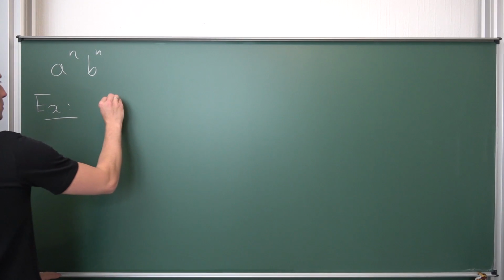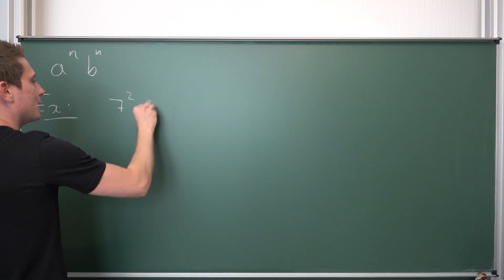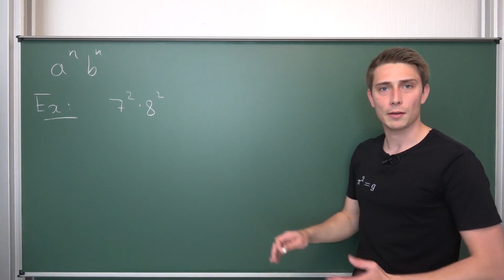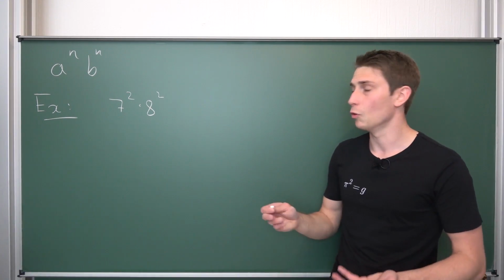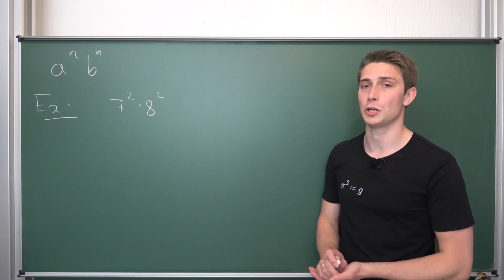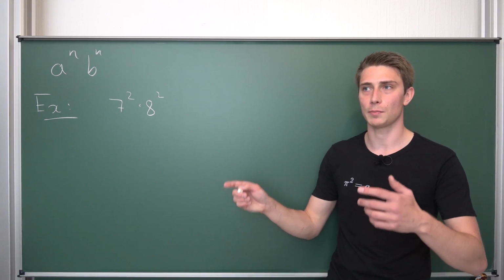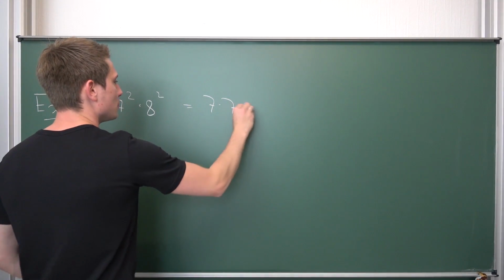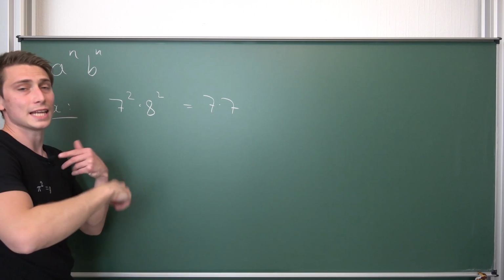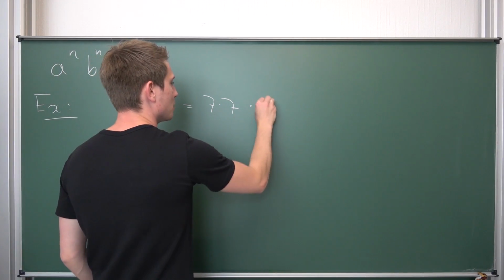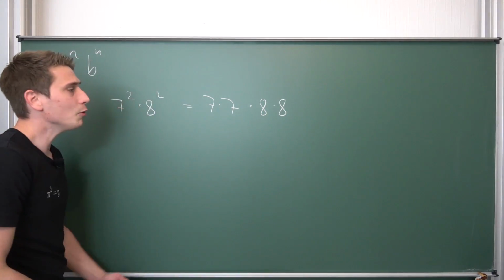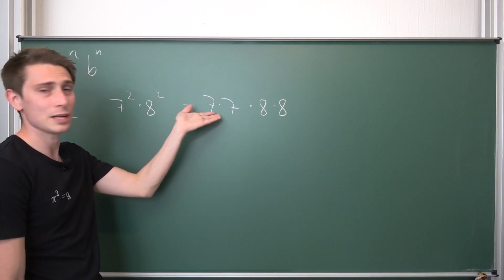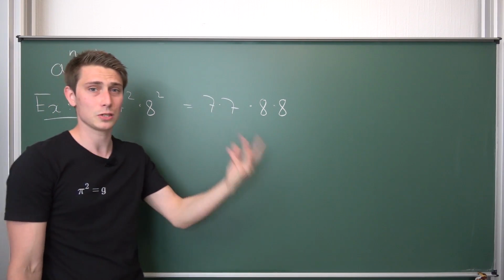For example, what happens if we multiply 7 squared by 8 squared? Different bases, same exponent. Why not write everything out using the verbal definition of exponentiation? 7 squared is nothing but 7 multiplied with itself 2 times, so this is 7 times 7. 8 squared on the other hand is just 8 multiplied with itself 2 times, so times 8 times 8. And now it really doesn't look spectacular, right? It's nice and ordered, but what can we do at this point?